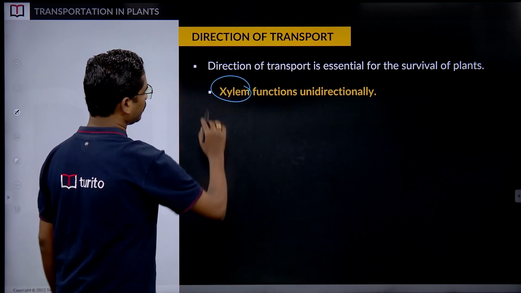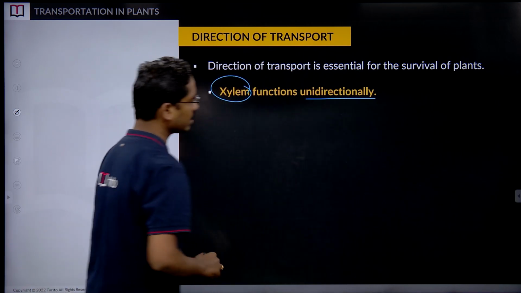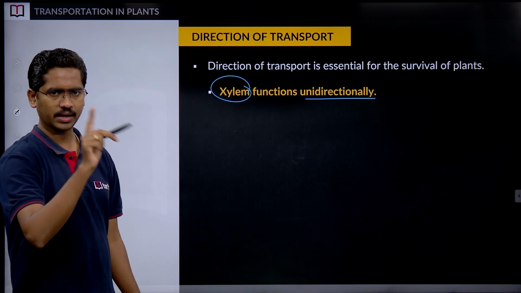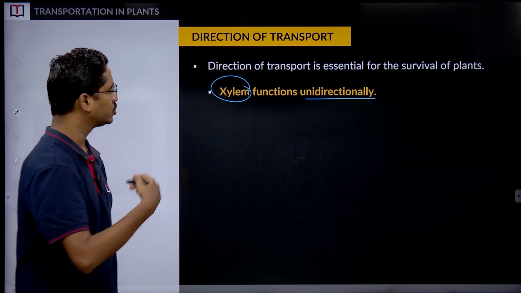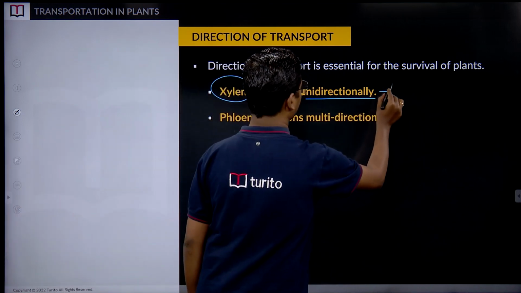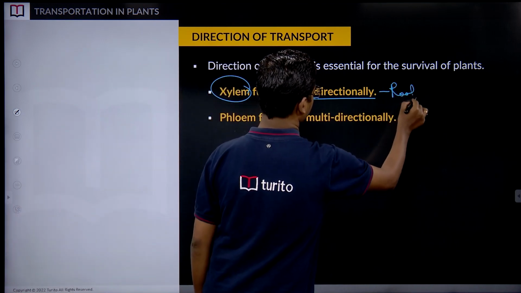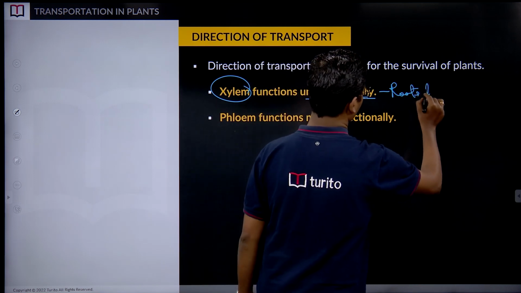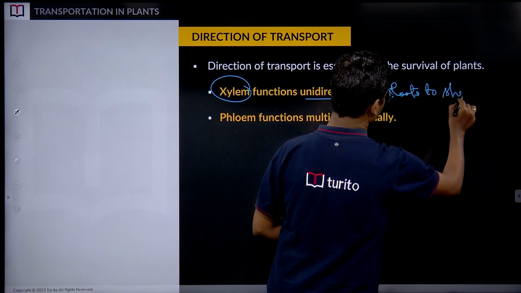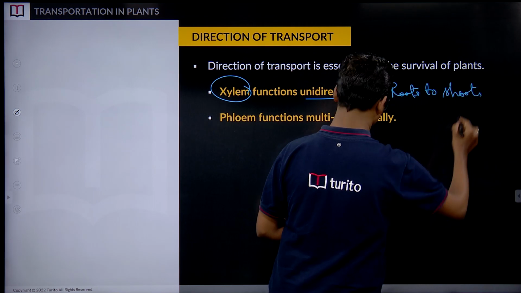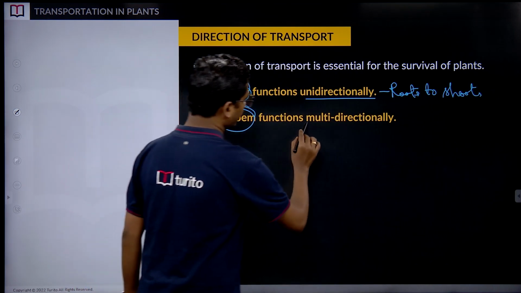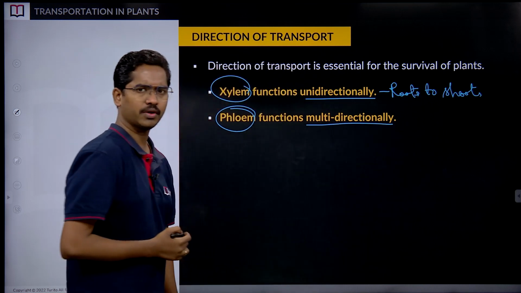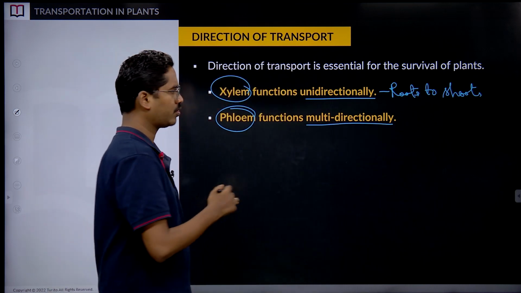So, xylem mainly functions unidirectionally, single direction, that is from roots to shoots. Roots to shoots. When it comes to phloem, it functions multidirectionally, or in other words bidirectionally, that is what you have seen.